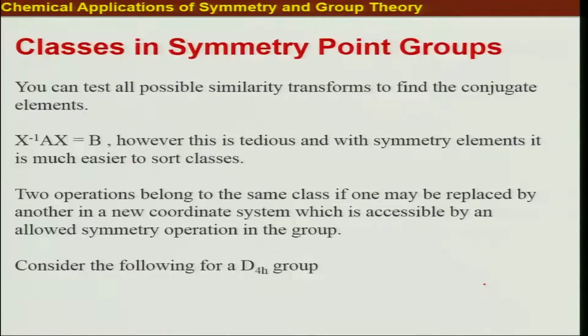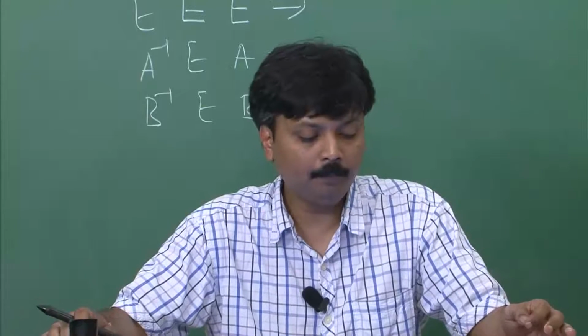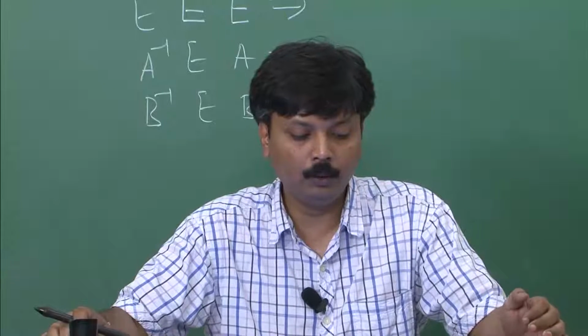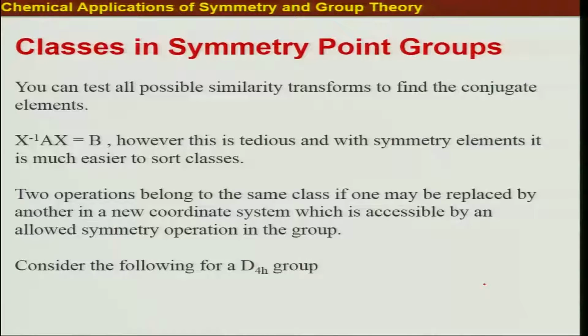Okay. Now this example was shown on an abstract group. Now in case of point groups, this is a really important thing, and so we need to find out the classes in case of symmetry point groups as well. So you can actually test all the possible symmetry transformations like you did earlier, and find out the conjugate elements.